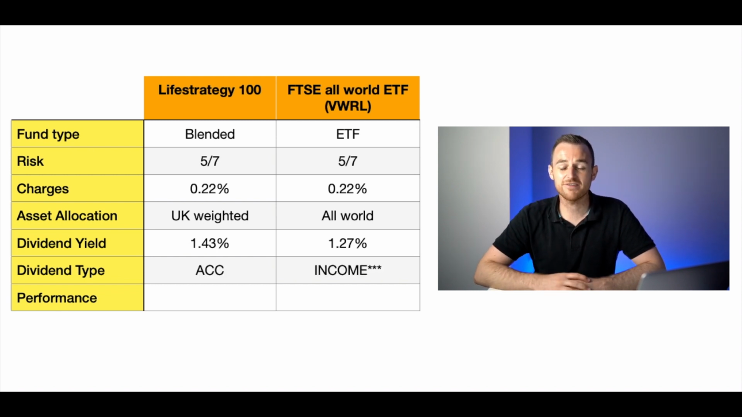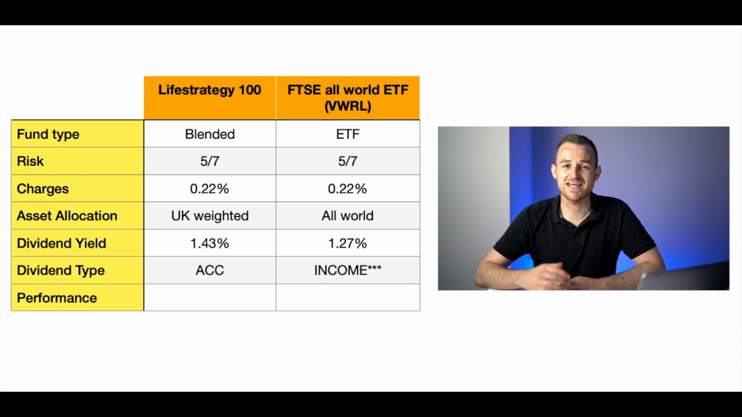Next up is the dividend type. Now what I mean by this is how the fund pays its dividend. So Lifestrategy 100% you can see is an accumulating fund, which is also often known as ACC. What this means is any dividends earned are automatically reinvested into the fund. Now this is a really great thing because it introduces something we all love, which is known as compound growth.